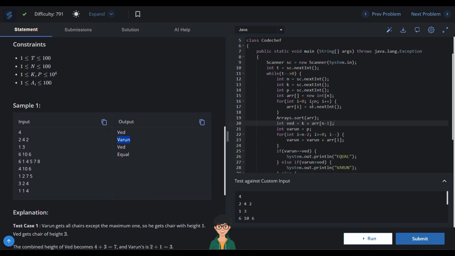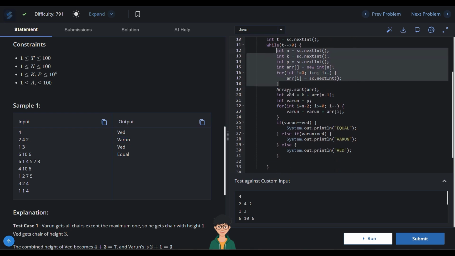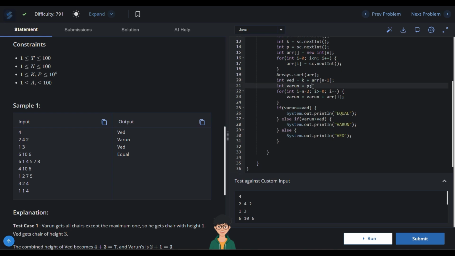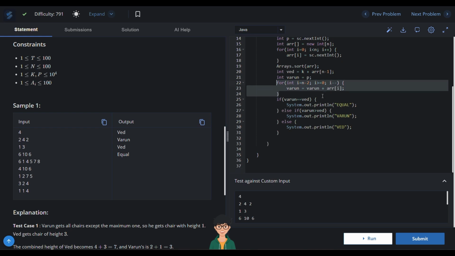So let's see what the code is. I have taken the input first. Then I have sorted the array. Why have I sorted? So that I can easily get the highest chair available. And then I add the highest chair to the Ved side. Now the Varun side is P currently, and I add all the remaining chairs, from index n minus 2 down to 0, to the Varun side.